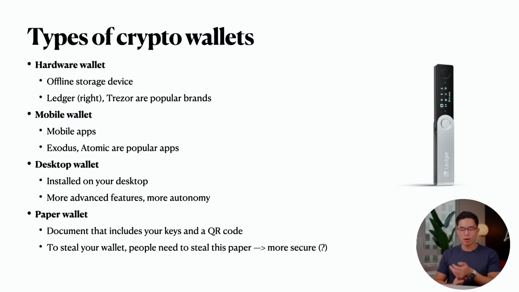Then you also have desktop wallets. These are installed on your desktop itself, and they offer a little bit more advanced features and more autonomy. Then you have your paper wallet, and this is basically a document that includes your keys and a QR code. This is pretty secure because to steal your wallet, people are going to need to steal this piece of paper. So you'll definitely want to secure your paper wallet in something like a safe.